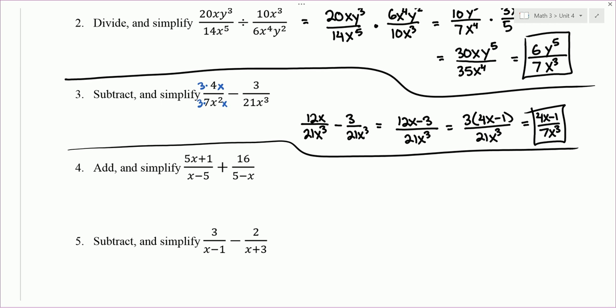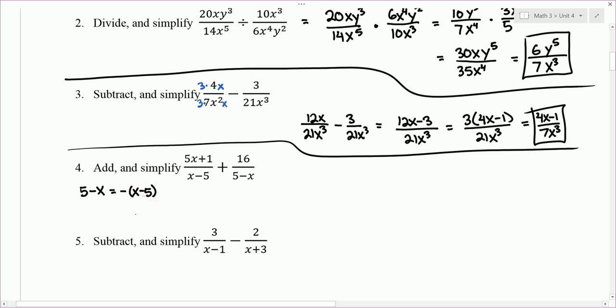Number 4, we want to add the two fractions. You can add two fractions if the denominator is the same. Well, x minus 5 and 5 minus x are not the same, but they're very close to being the same. There's a trick, and this is, if you have 5 minus x, that's equal to negative x minus 5.